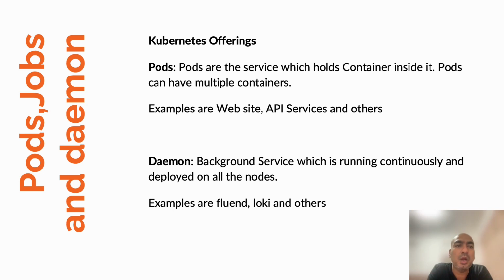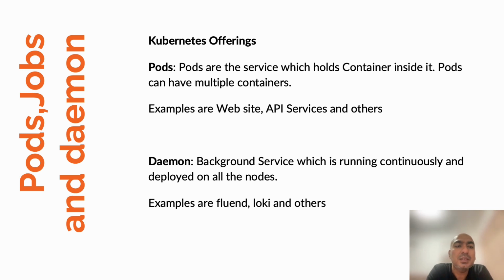The next offering from Kubernetes is pods. Pods contain containers. The best example for anything to be deployed in a pod is anything which is going to be front-ending to the customers, or which is going to be communicating out there. So you will always deploy that in pods. The best example is if you have developed any website, you can use that. If you have API services, you will deploy them in the pods or containers, and they will be consumed from there.